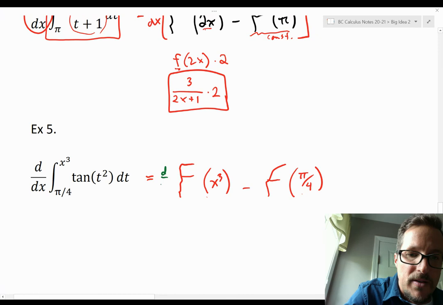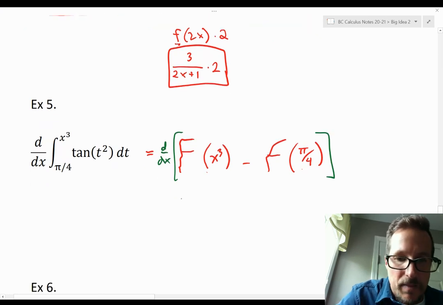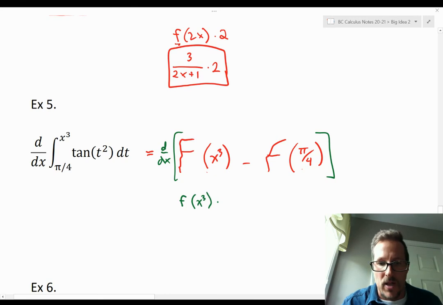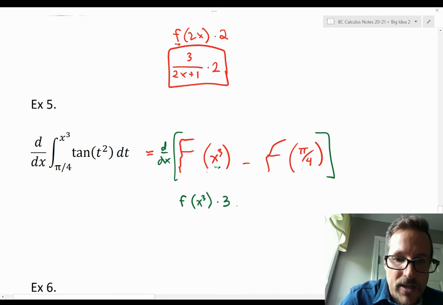The derivative with respect to x of this quantity is back to little f of x cubed, but then using the chain rule, I've got to multiply by the inside function. And what's the inside function? Right there, x cubed. The derivative of that is 3x squared. There is a constant. Its derivative is 0.